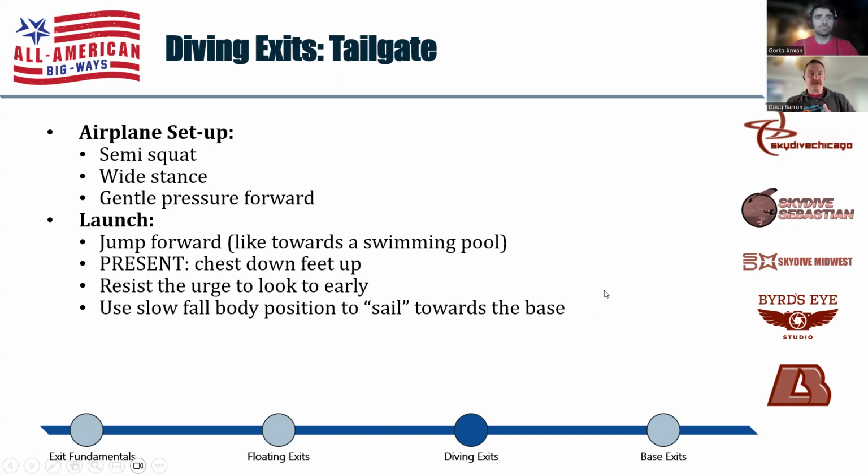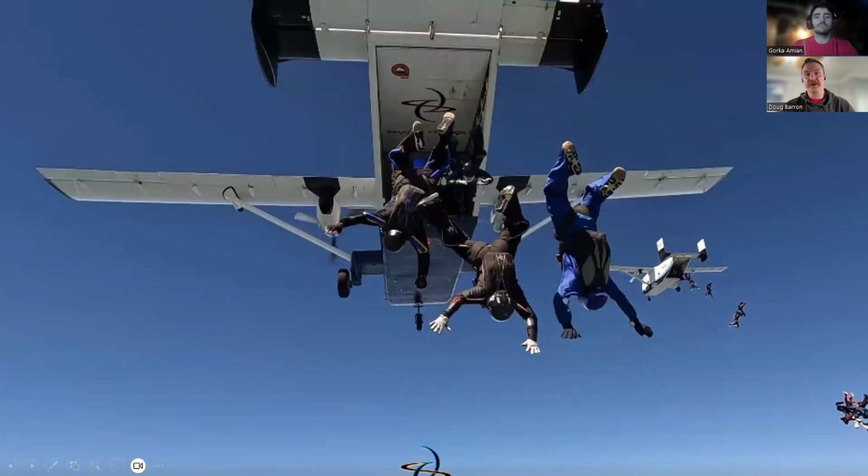Just like Gorka has right here, you were using that slow fall position to catch the throw of the aircraft and sail. Yes, we know that we're not actually sailing, but we want to get that good presentation as we're stepping off the tailgate so that we can put ourselves into a better stadium position as we're exiting a tailgate aircraft for diving. So you can see in this position.